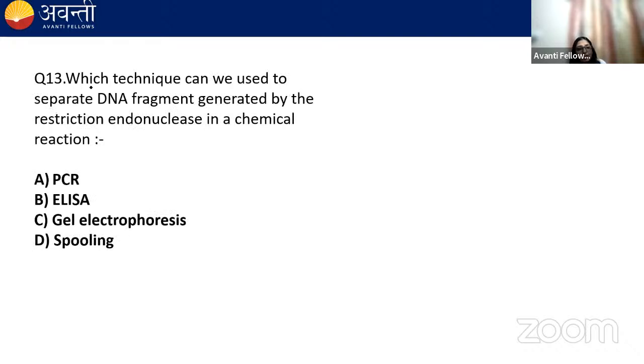Next one, question number 13, which says, which technique can be used to separate DNA fragments generated by the restriction endonuclease in a chemical reaction? They're asking about the technique which can separate the DNA fragments generated by the restriction endonuclease. Option one says PCR, which is your polymerase chain reaction. Beta, it is involved in the amplification of the DNA.